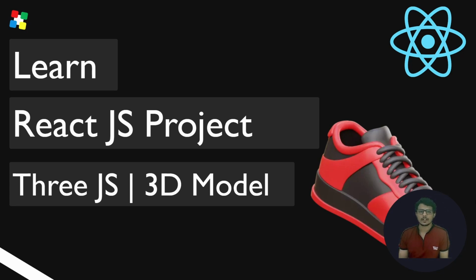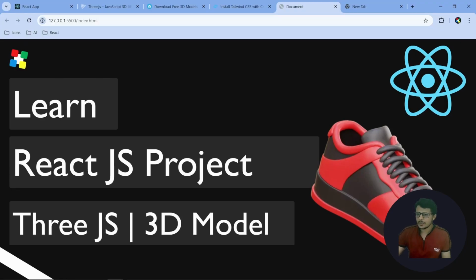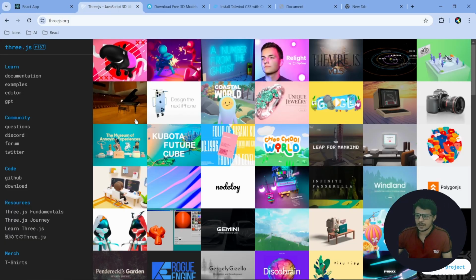Today in this video, we are going to start a React.js project, and we are going to start with the three.js library. Three.js is a library which is used inside JavaScript to show 3D models. So in this video, we are going to see how we can import or show a 3D model in our React.js application. Before that, let's go to the three.js website and see how exactly it is.